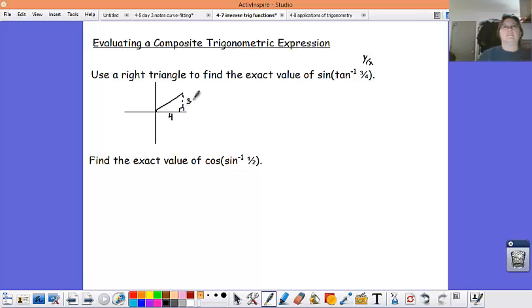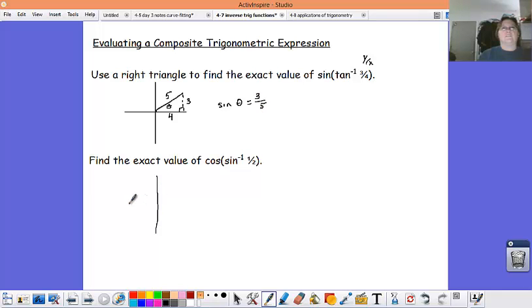That is, its x is 4, its y is 3. Pythagorean theorem will tell us that its radius is 5. And what we are supposed to do is find the exact value of sine for that angle. So the sine of theta will be opposite over hypotenuse, 3/5. Very good. Do that here.